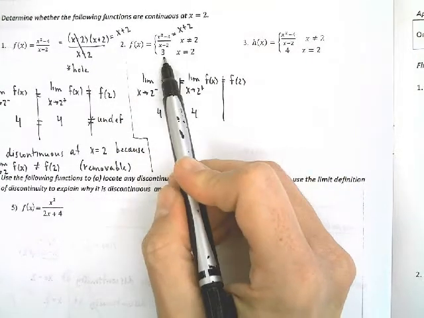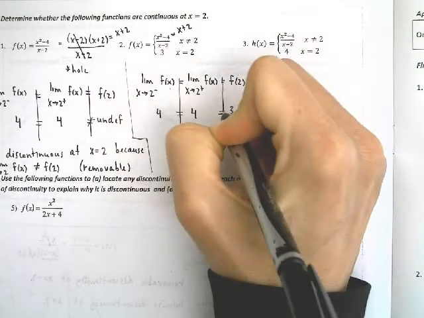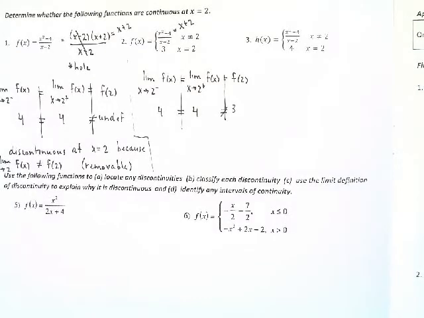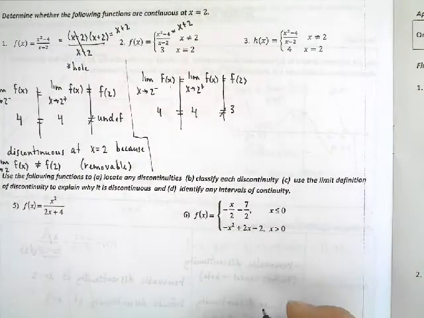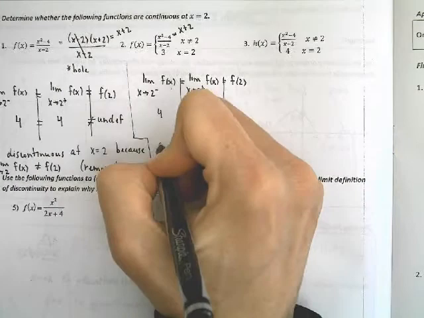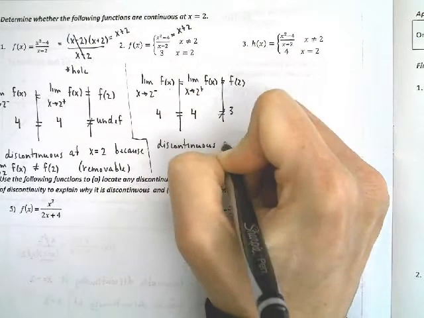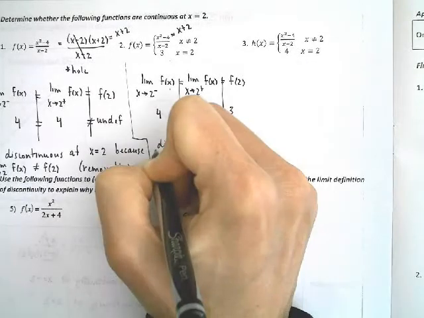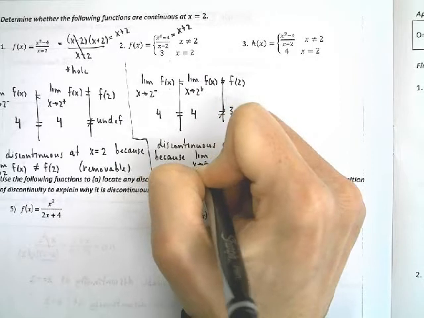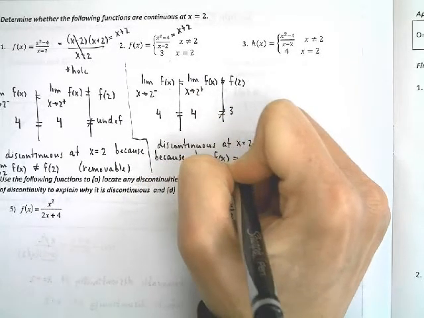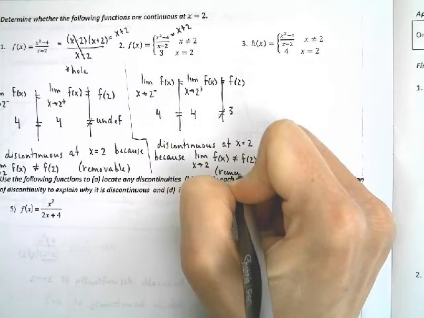Now, by the way this is defined, f of 2 is 3. So now I have a value defined there, but it's still not equal to the value of the limit. So again, we still have a discontinuous function due to a removable discontinuity. So our reasoning is going to be the same. We're discontinuous at x equals 2 because the limit as x approaches 2 of f of x is not equal to f of 2. And again, that's removable.